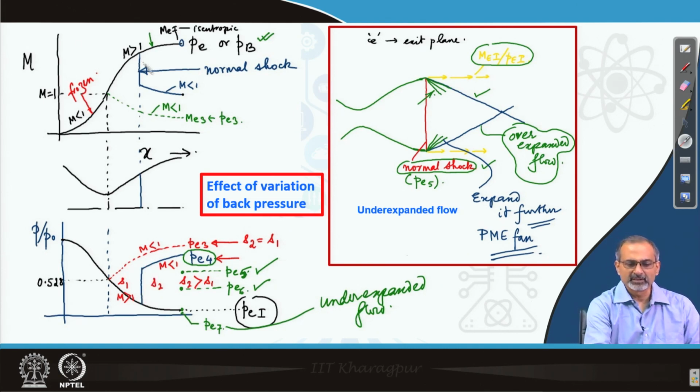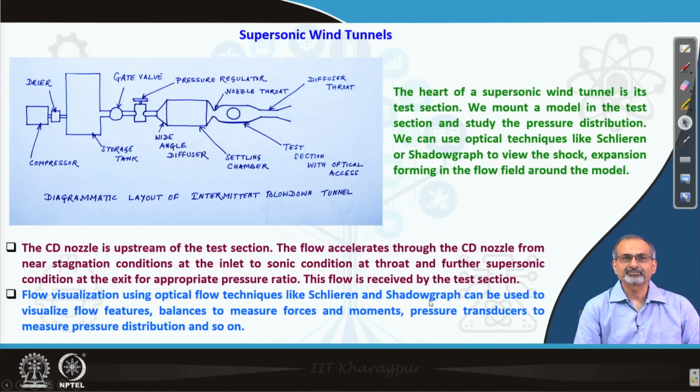inside the CD nozzle, and if you do have a normal shock, then immediately the flow from supersonic condition through a jump will drop to a subsonic condition and then decelerate further. So these are very important concepts in connection with the CD nozzle.